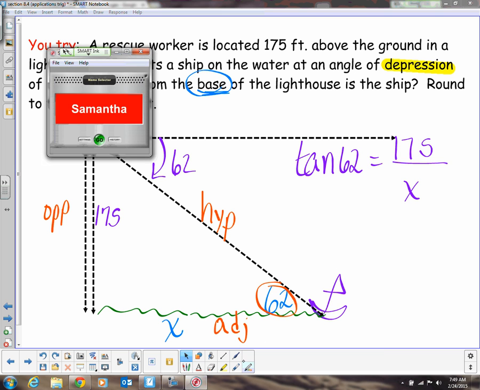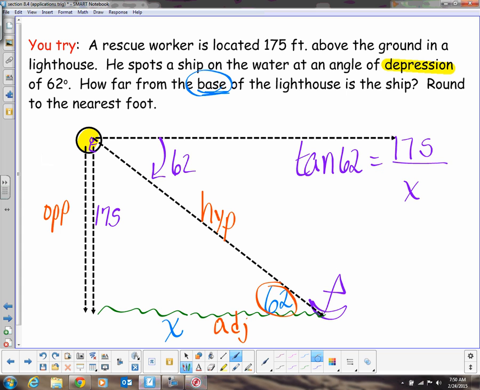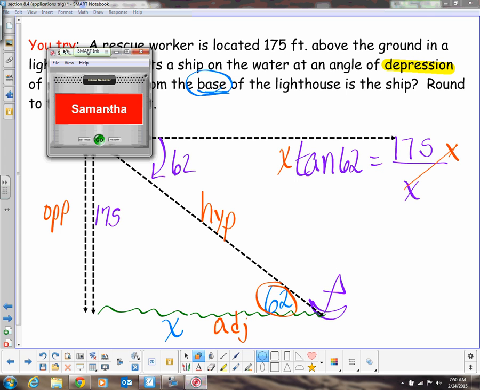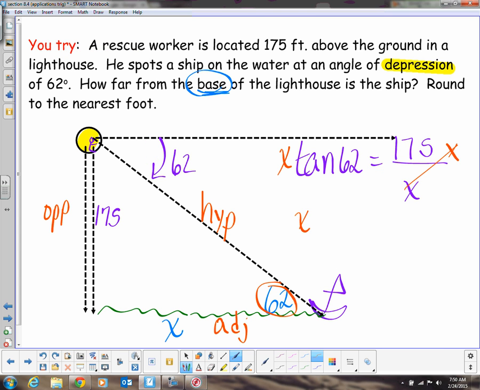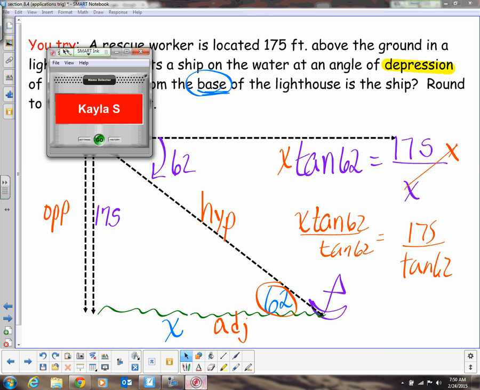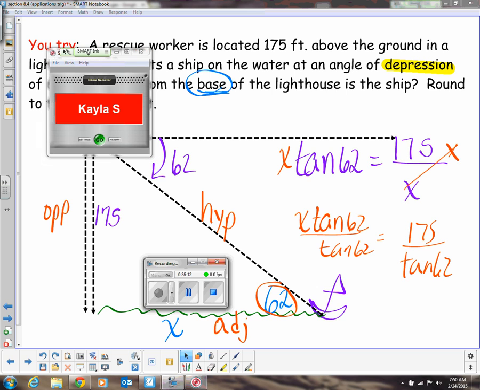So this is a little bit more work than most. What do we have to do, Samantha? Multiply both sides by x. Once we do that, what are we going to have to do next? Kayla? Divide by tan 62. So if you get stuck tonight, what are you going to do? Look at the notes. Listen to the notes.